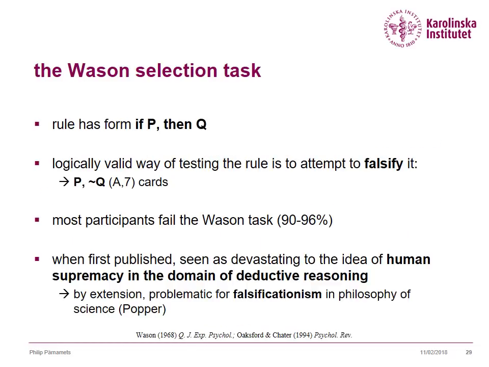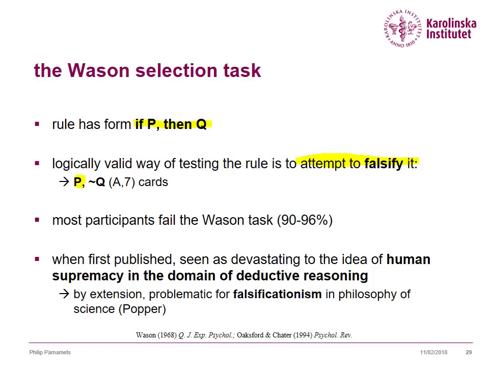So the rule here has the logical form of if P then Q. If a card has a vowel, then it has an even number on the other side. And the logically valid way of testing this rule is to attempt to falsify it, to try to figure out a case where the rule would make a false prediction about the state of the world, i.e. the state of the cards that you can turn up and down. And the way of doing that logically is by examining the P card.